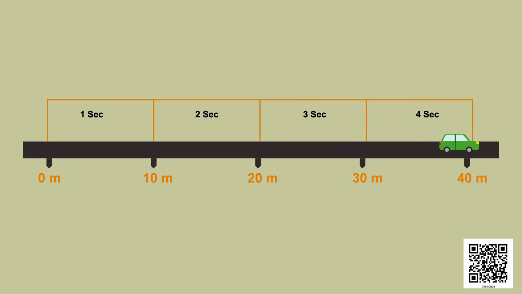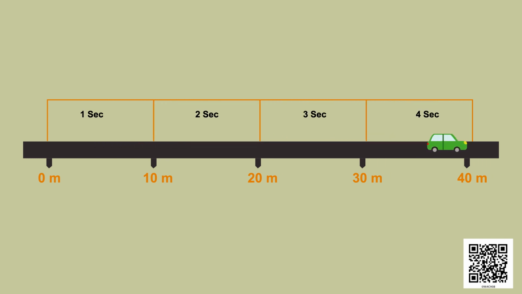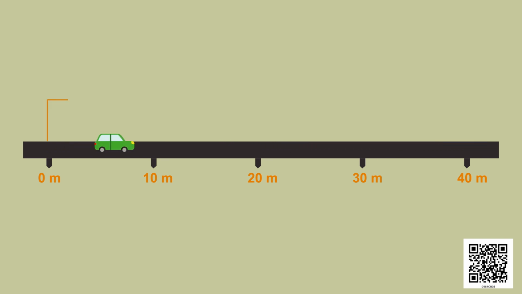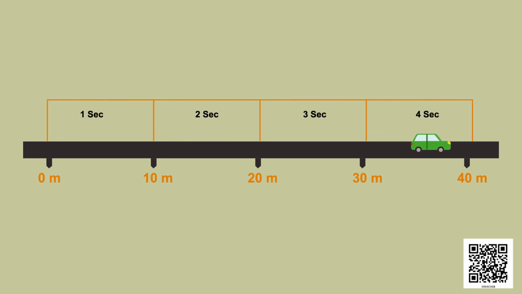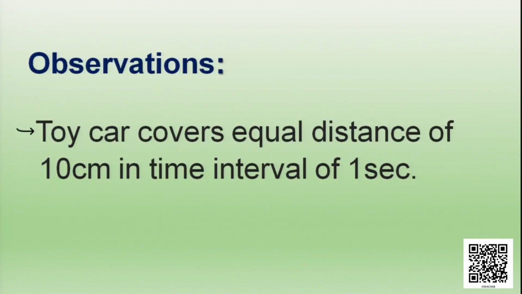That means the toy car moves from left to right. Whenever the toy car moves from 0 centimeter to 10 centimeter, the time taken is 1 second. Then as the toy car continues to move from 10 centimeter to 20 centimeter, the time taken is 2 seconds. From 20 centimeter to 30 centimeter, the time taken is 3 seconds. From 30 centimeter to 40 centimeter, the time taken is 4 seconds. Well, you see, what is your observation?